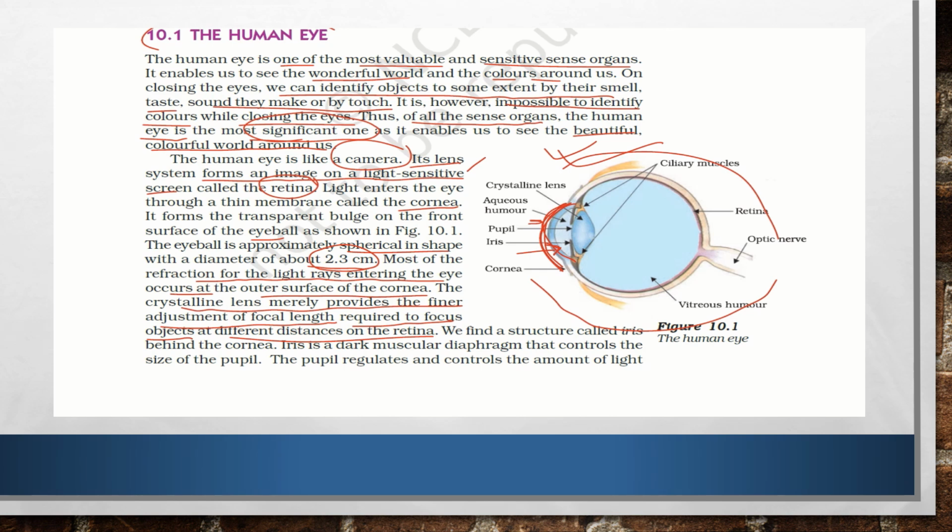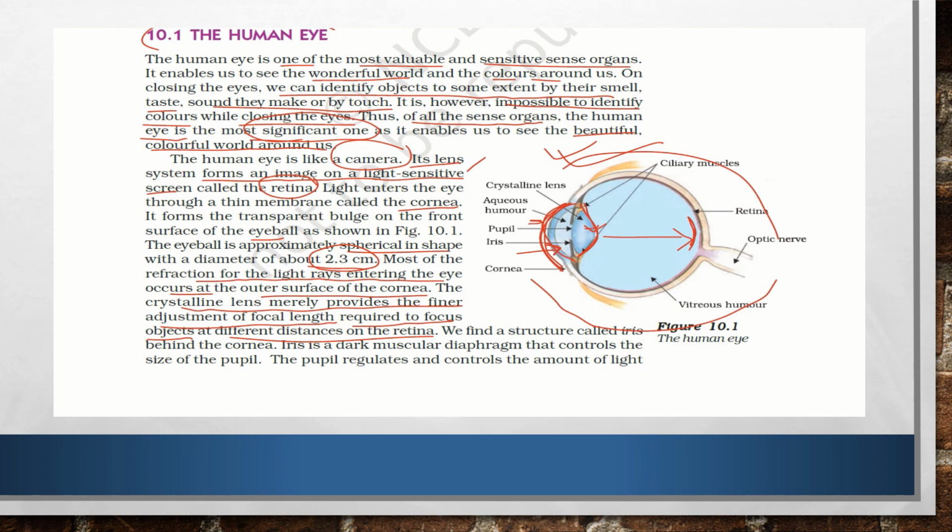Okay, so what is happening? The cornea is allowing the light to enter. Then this lens is there, which is doing the fine adjustments. So what are these fine adjustments? Just how you zoom your camera in and out, that is the function of the lens. So it is adjusting the image formation in such a way that a clear image is formed on this part, the retina. The retina is the light sensitive screen where the inverted image will be formed.